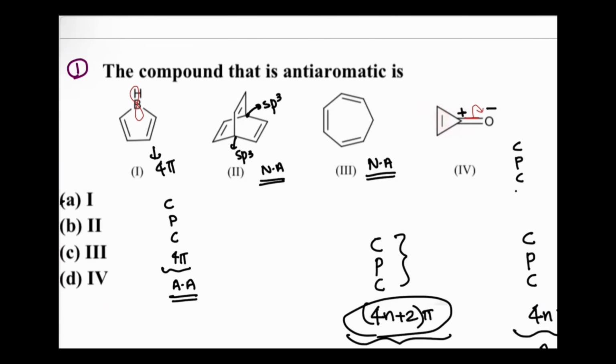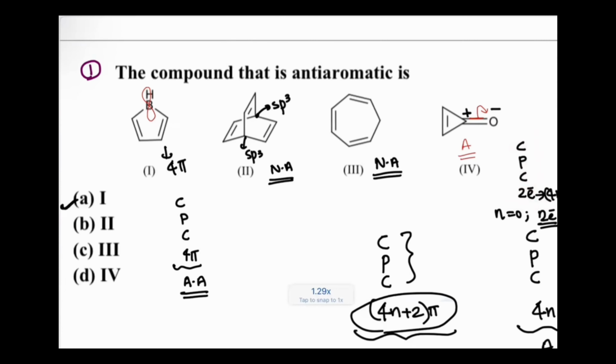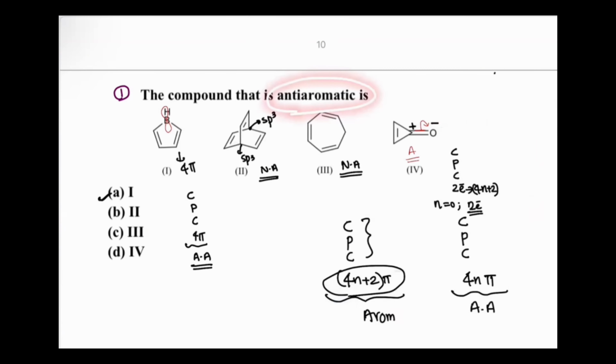So 2 electron, it is a part of 4n plus 2 pi system because when n is equal to 0, 4n plus 2 will become 2 electron. So here the last molecule is a cyclic planar conjugated system containing 2 electron, which is part of the 4n plus 2 system. So this will become aromatic. In our question, we need to find the anti-aromatic compound. So option 1 will be the correct answer.